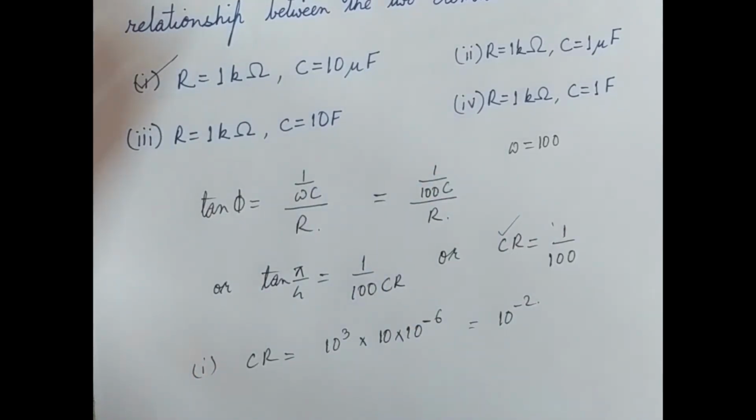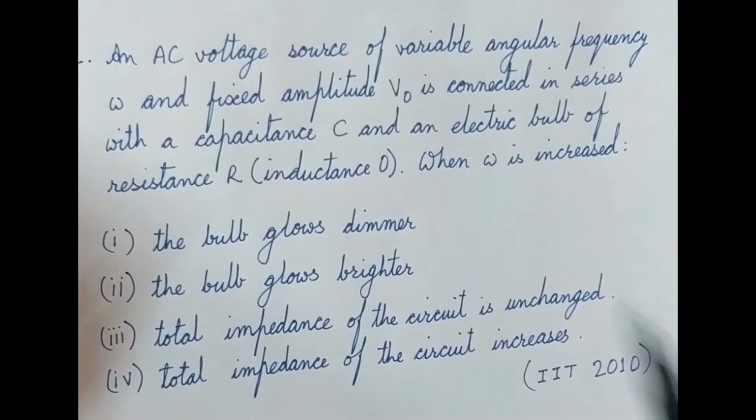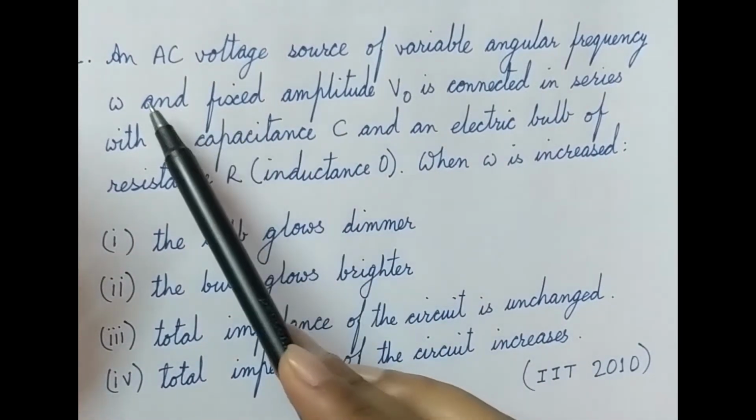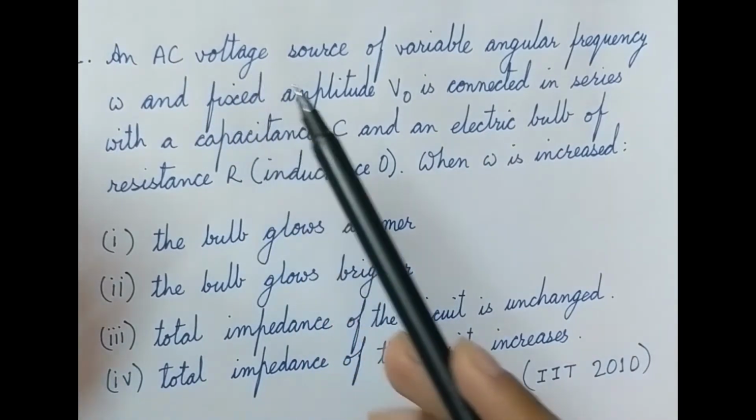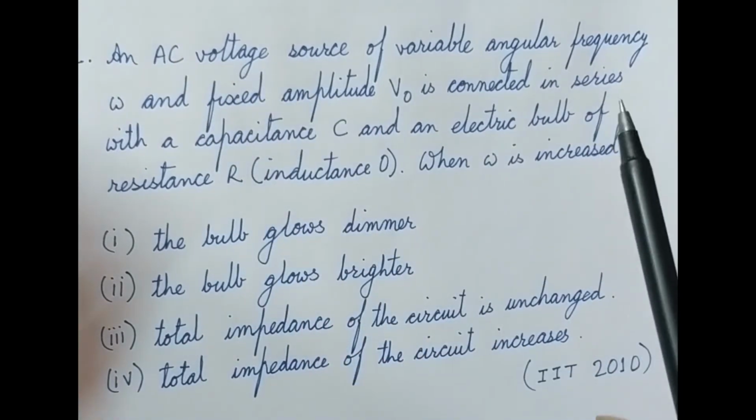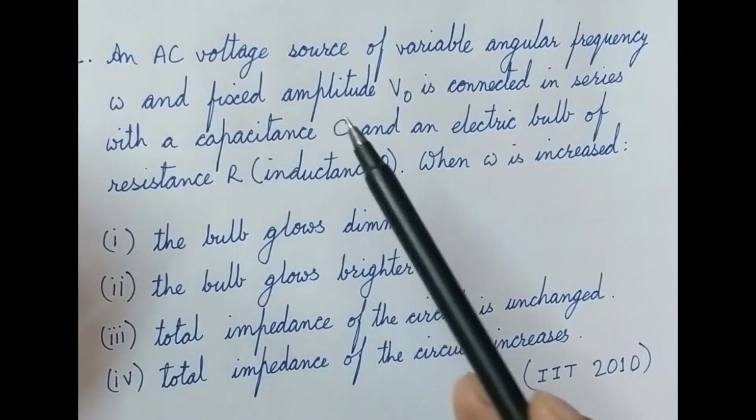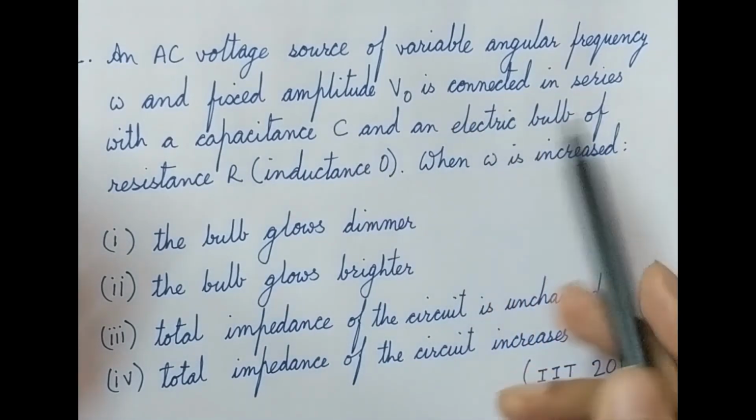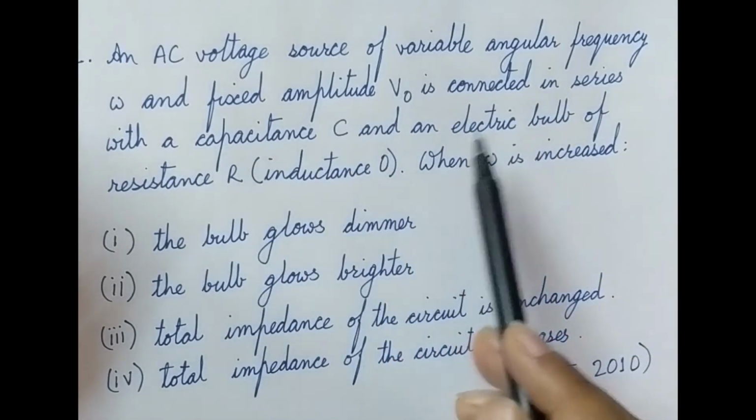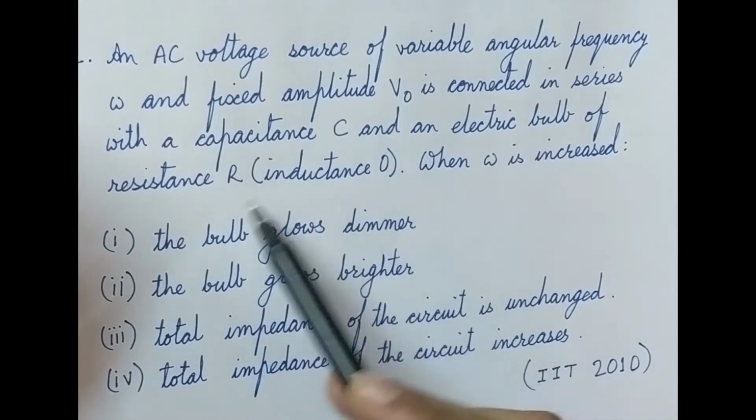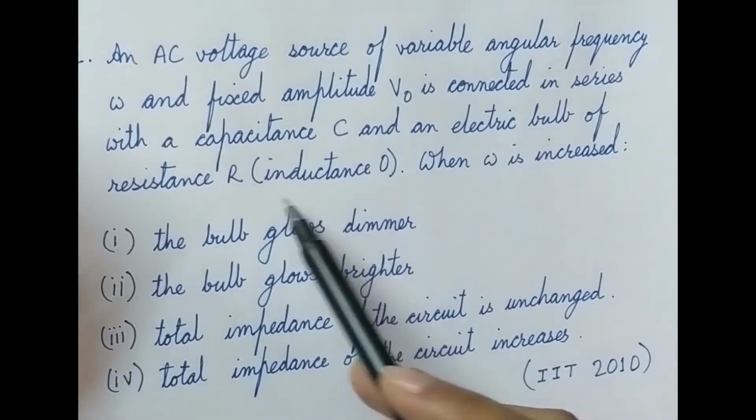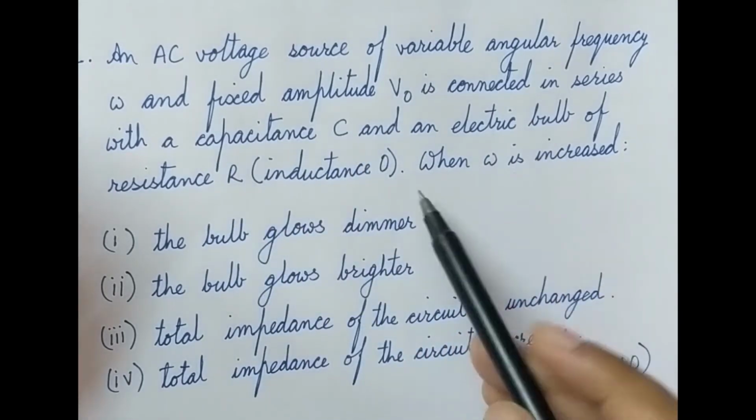Let's move ahead to the next sum. So the next question is a question that appeared in IIT 2010. The question says that an AC voltage source of variable angular frequency omega and a fixed amplitude V naught is connected in series with a capacitance C and an electric bulb of resistance R. So it is just an RC circuit. The inductance has been given as 0.